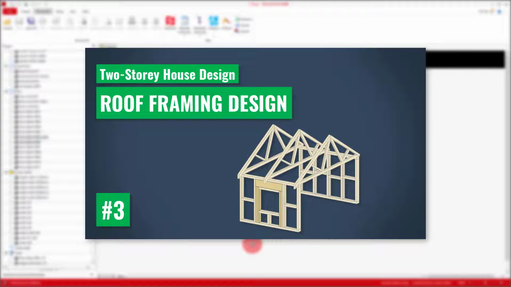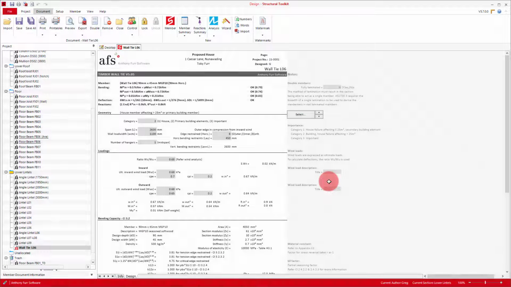This can be done in the same way we did on the previous video for the wall tie action under one of our upper windows. Skipping ahead to where this design is complete, we can see that a single bottom plate wall tie works fine, so we can move on having been satisfied that standard framing will do the job.